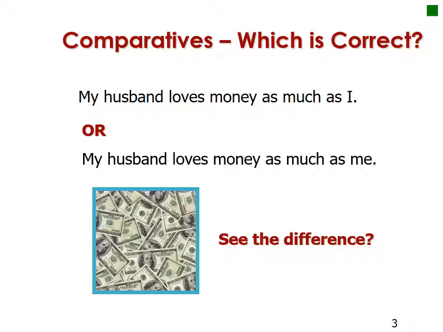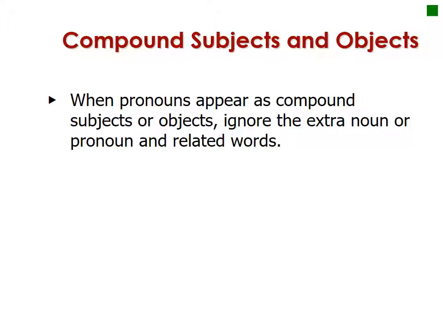So looking at comparatives, which one is correct? In the first one, it says, my husband loves money as much as I, or my husband loves money as much as me. So in the second one, it sounds like the husband loves money as much as he does his wife. So that's why it's important that you use the correct word or pronoun in this case.